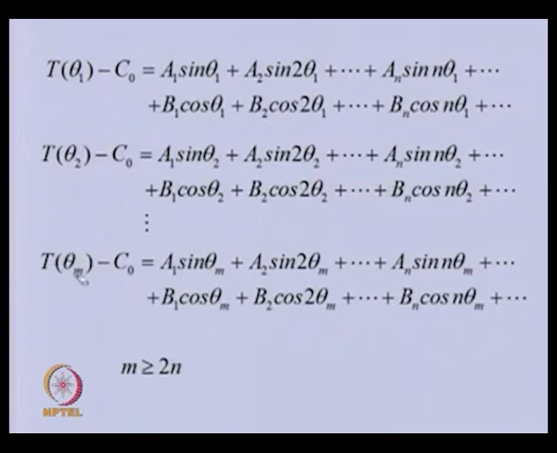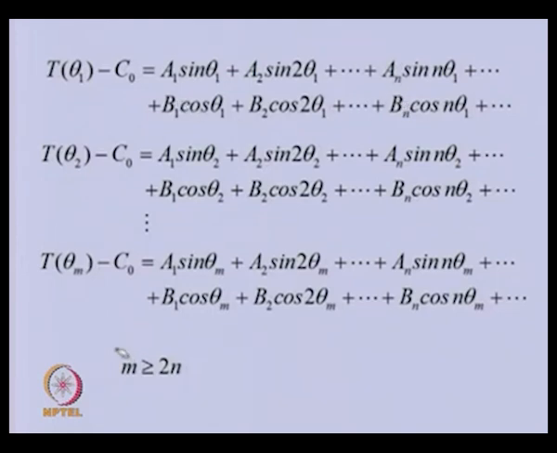Then for theta m, we can write, here theta will be replaced by theta m. I am saying that m is greater than 2n, because in this particular case we are truncating this Fourier series after n terms. So, all the higher order terms I am neglecting. If we neglect this, you can see that we have n terms for A, and for B we have another n terms. So, 2n terms are there.